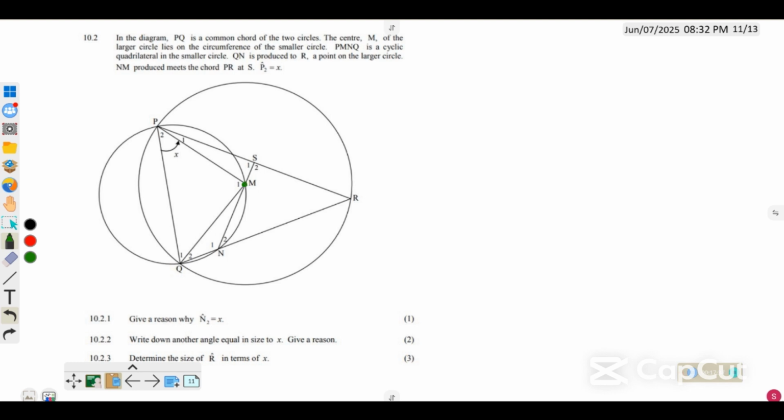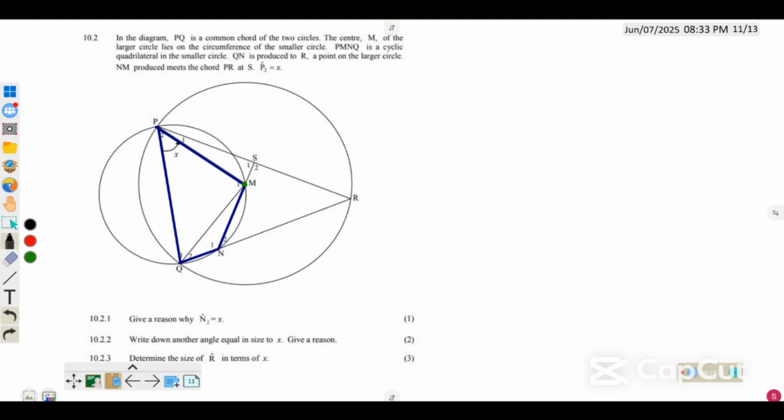Right, PMNQ is a cyclic quadrilateral. Maybe we should highlight that. P, M, N, Q. So we have P. Where's M? There's M. Where's N? There's N. And then we have PMNQ. So this is the cyclic quad that they are speaking about. This one right here. Okay. Then let's move on. QN is produced to R. Where's QN? QN was extended or produced all the way to R right there. Right, R is a point on the larger circle. We have NM produced to meet the chord.